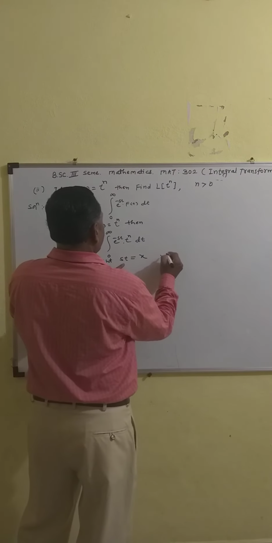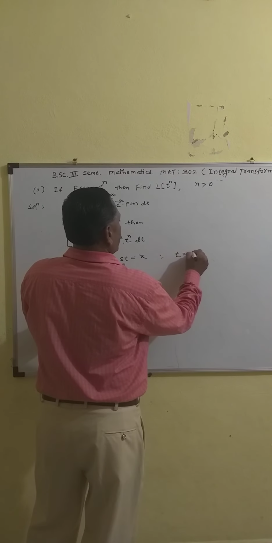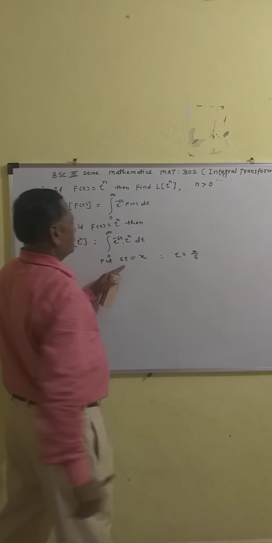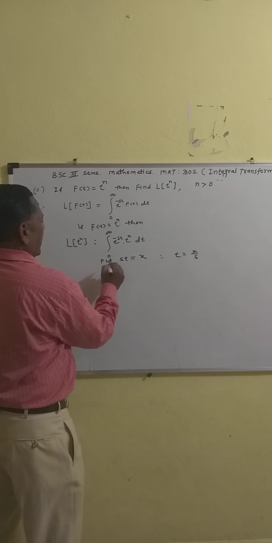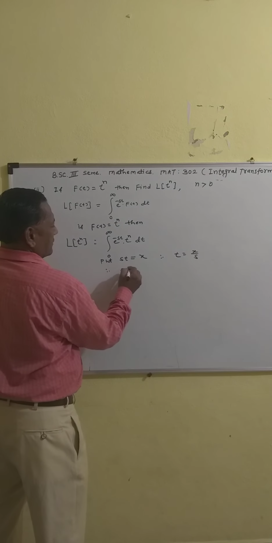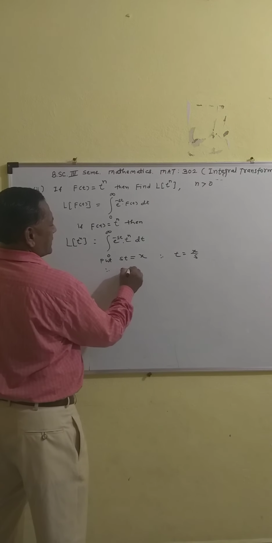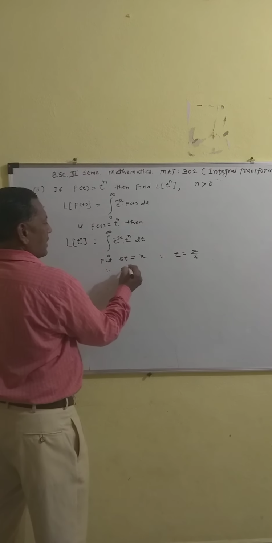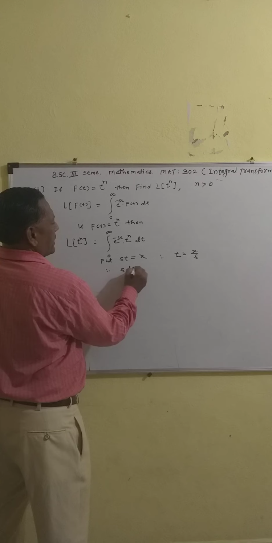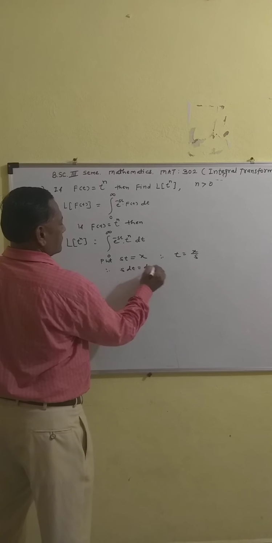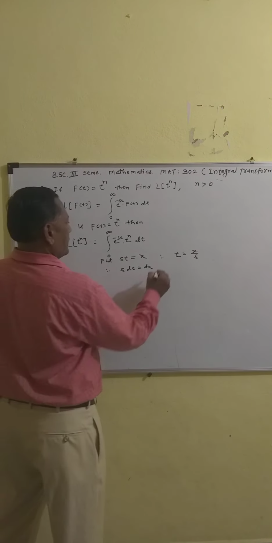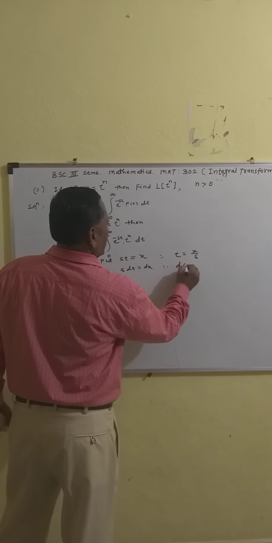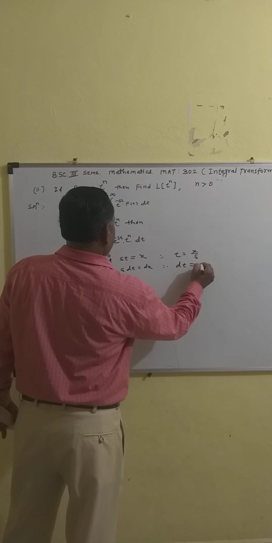Therefore, here t is equal to x upon s, and here s is a parameter, it is constant. s into 1 is equal to dx by dt, or s into dt is equal to dx. But you need dt. Therefore, dt is equal to dx by s.